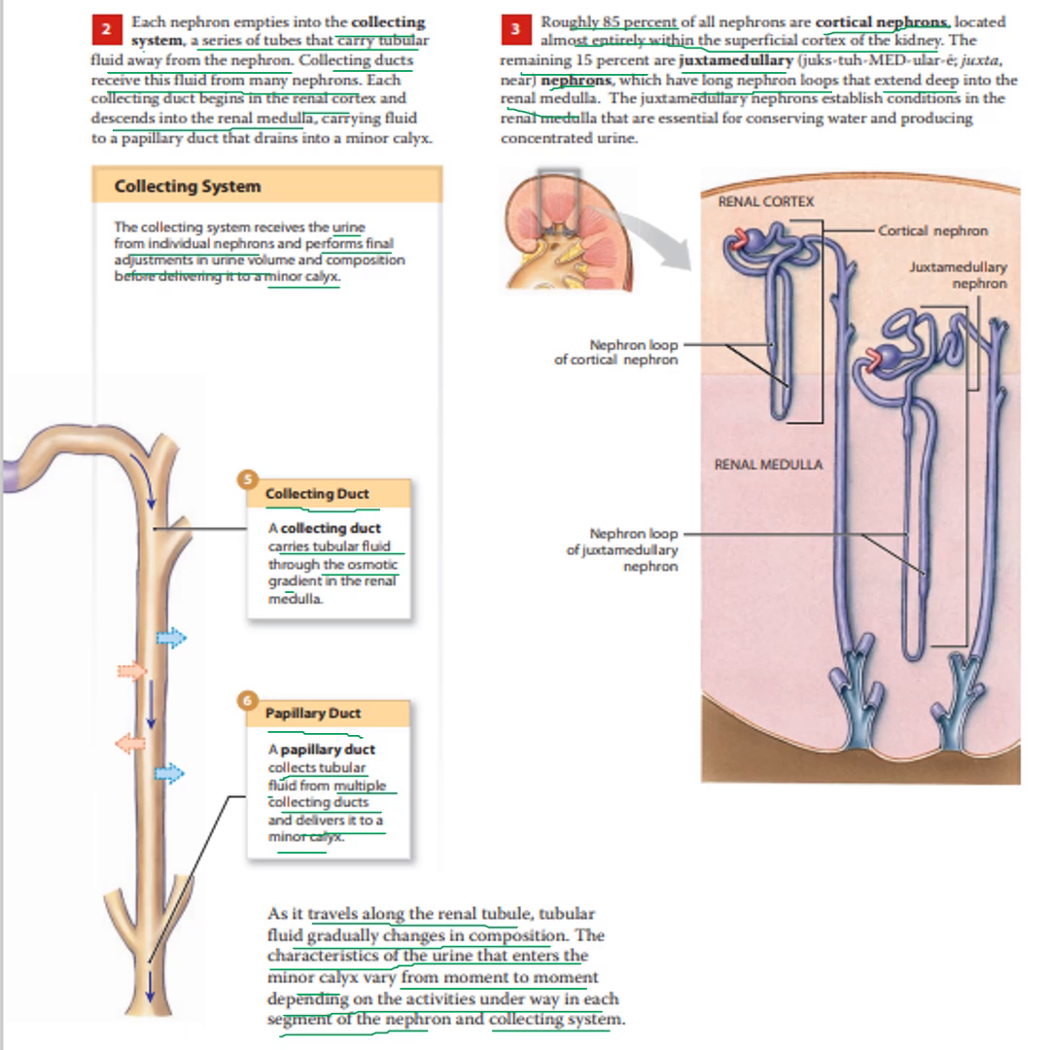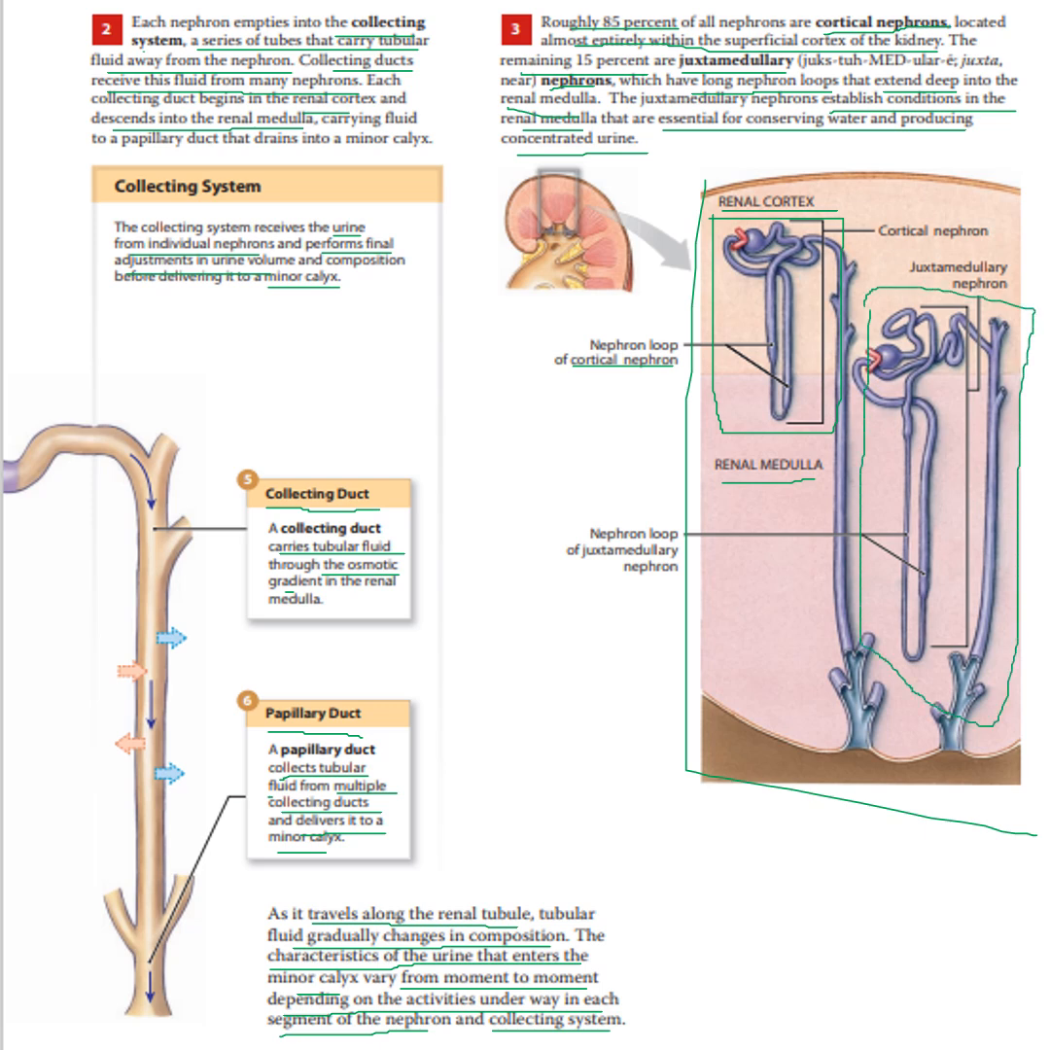The juxtamedullary nephrons stabilize conditions in the renal medulla that are essential for conserving water and producing concentrated urine. As you can see in this image, this is the renal cortex and this is the renal medulla. This nephron is mainly present in the renal cortex, that's why it's known as the cortical nephron, and this nephron is mainly present in the renal medulla, that's why it's known as the juxtamedullary nephron.